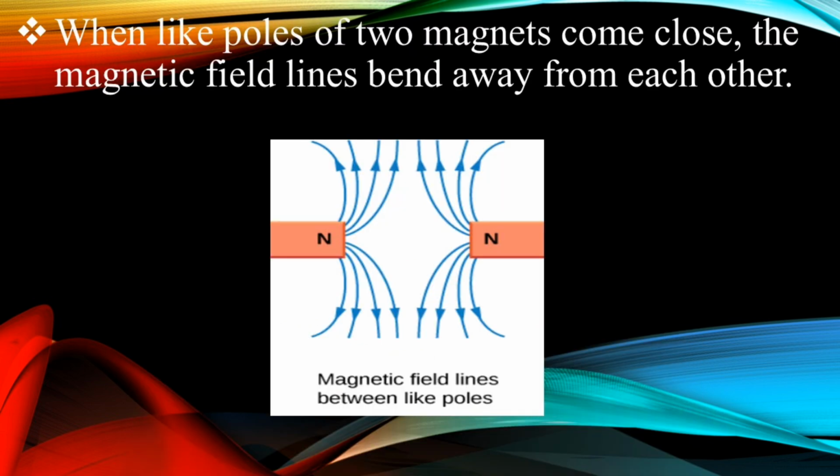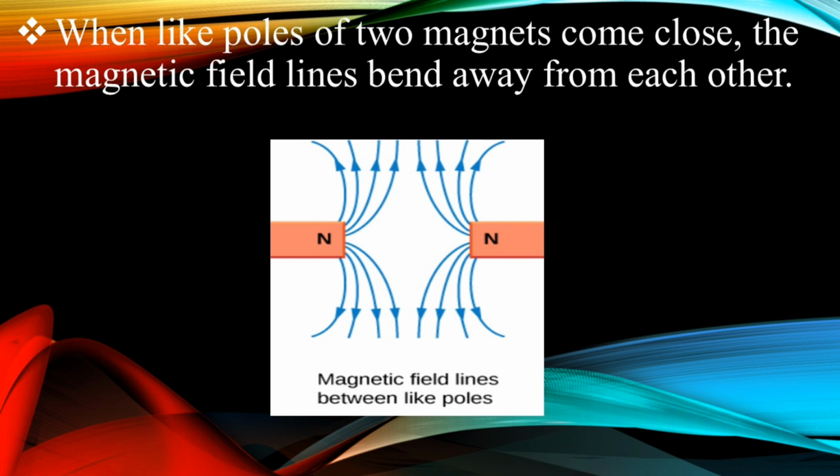Okay, now look at this slide. Next, look at what happens when like poles, for example north facing north or south facing south, are near each other. These field lines bend away from one another. As you can see in the figure, the magnetic field lines between the north and north poles of the magnets bend away from each other. When the magnets come close, the magnetic field lines bend away from each other.